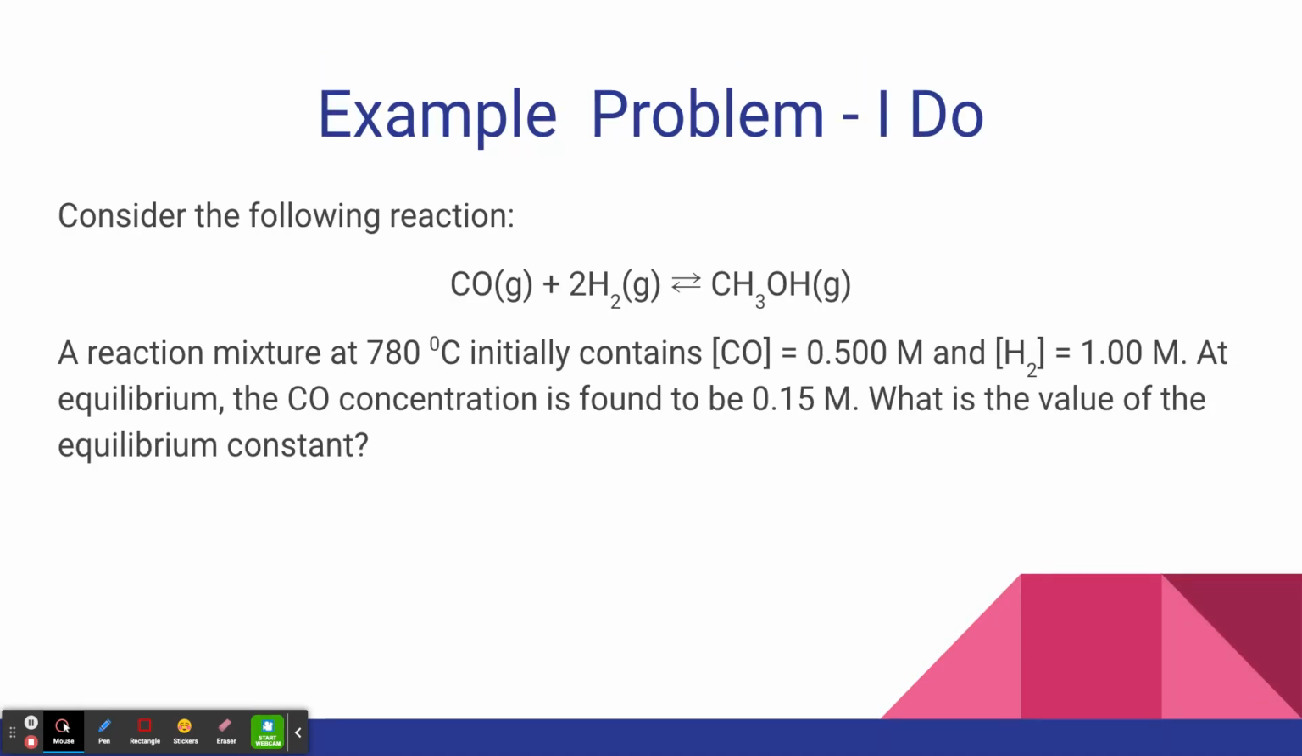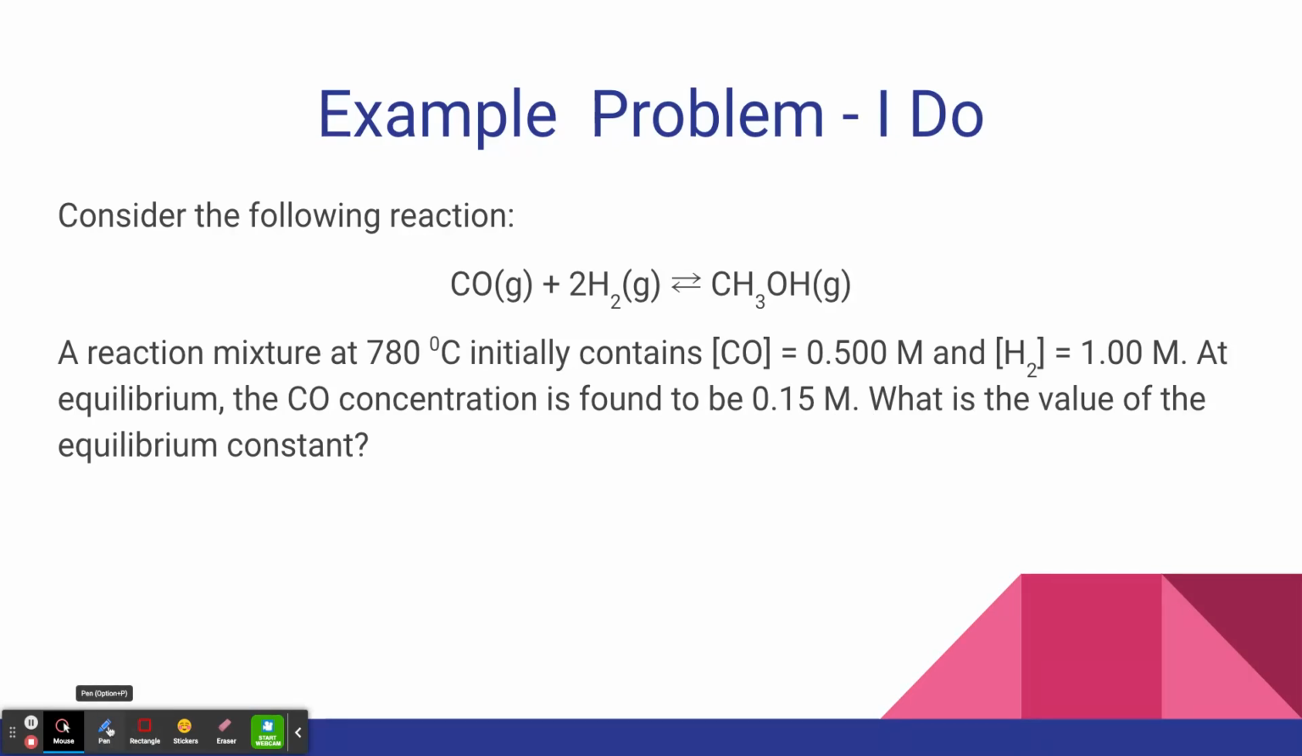So let's start. It says, considering the following chemical reaction, we have carbon monoxide and hydrogen gas in equilibrium with methanol gas. The reaction mixture at 780 degrees Celsius initially contains a concentration of 0.500 molar of carbon monoxide and 1 molar concentration of hydrogen gas. At equilibrium, the carbon monoxide concentration is found to be 0.15 molar. And then we have to ask ourselves, what is the value of the equilibrium constant?